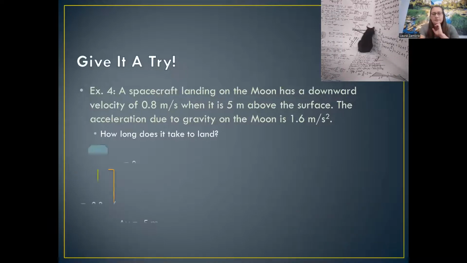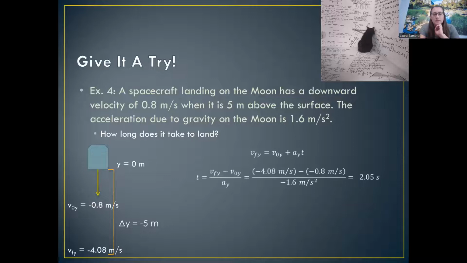All right, let's talk about it. Again, here's my sketch. We know our final velocity just before it hits the ground is negative 4.08 meters per second. So there are quite a few equations, as you saw, that involve time in some way. I chose this one because it seemed the most simple to me. So our final velocity equals initial velocity plus acceleration times time.